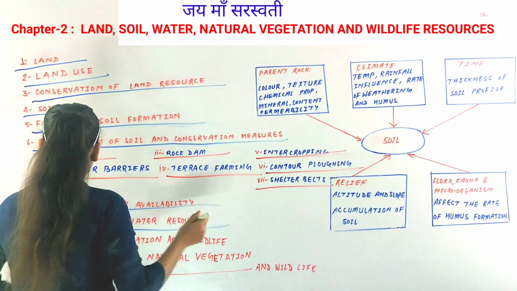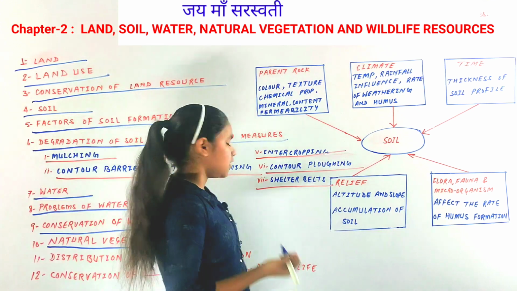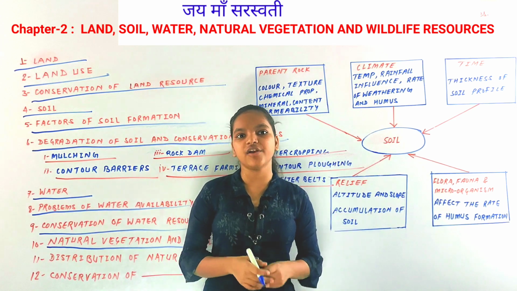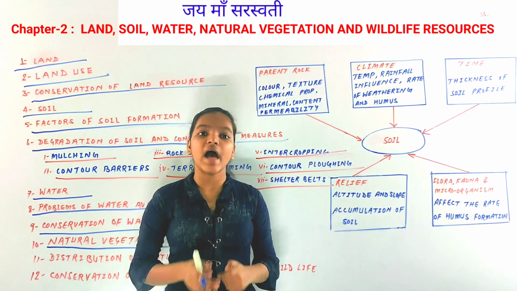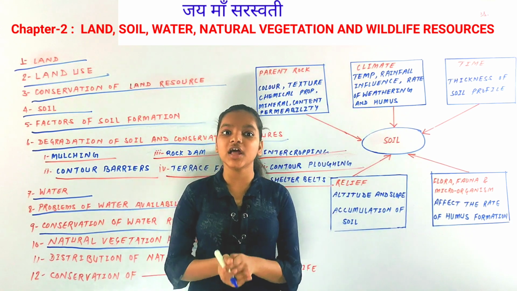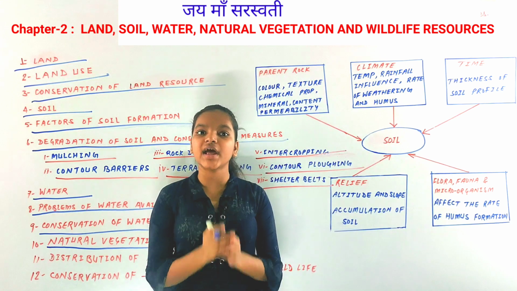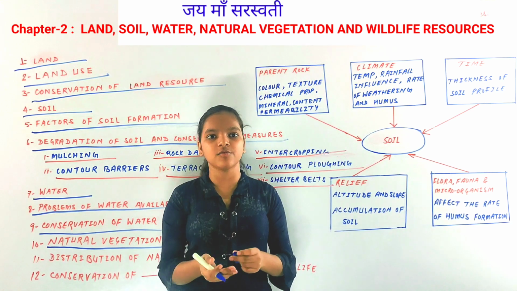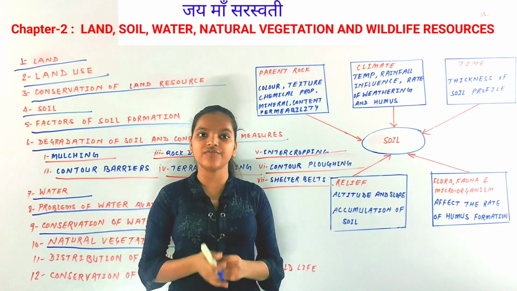Our next topic is natural vegetation and wildlife. Natural vegetation and wildlife, as you know, are also important resources, and natural vegetation and wildlife exist only in the biosphere. The biosphere, as you know, is a narrow zone of the lithosphere, hydrosphere and atmosphere, where only natural vegetation and wildlife exist.